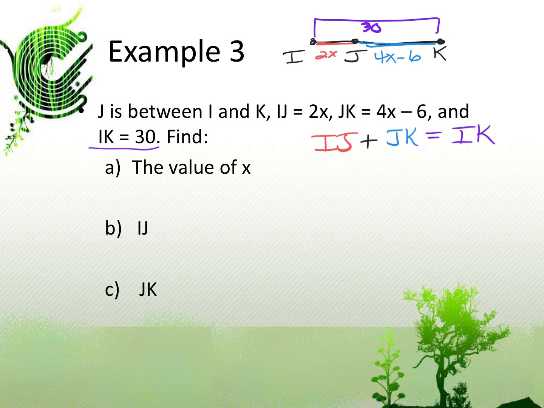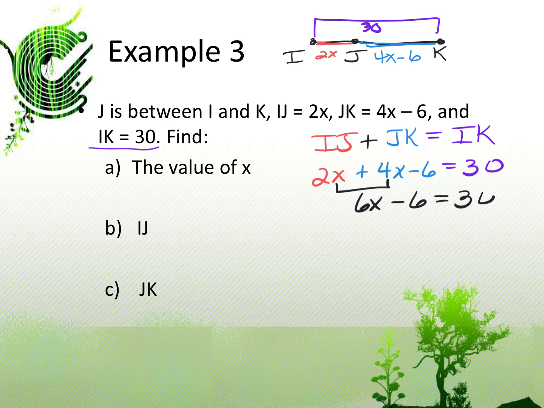So I'm going to replace what they gave me. IJ is 2x, JK 4x minus 6, and then the length of the whole thing, IK, is 30. I'm going to be solving this multi-step equation. I'm going to be combining my like terms here. So 2x plus 4x is 6x. I'm going to drop down the rest of the problem. So the -6 equals 30.